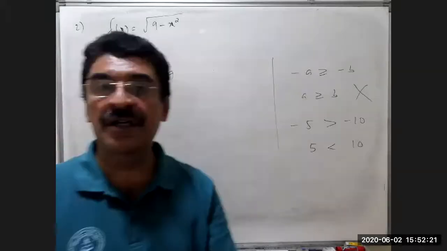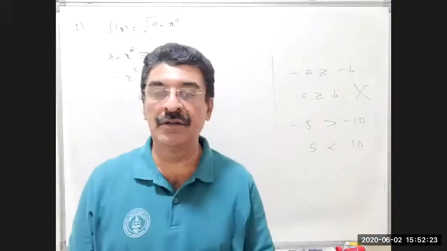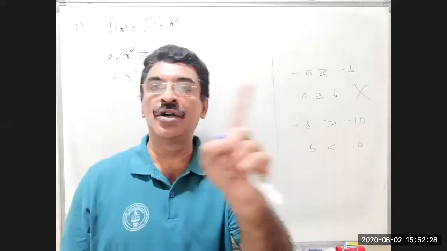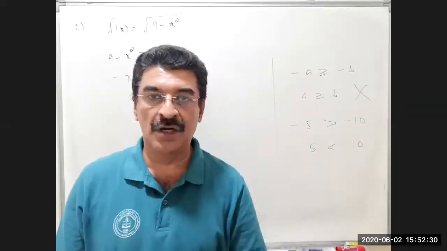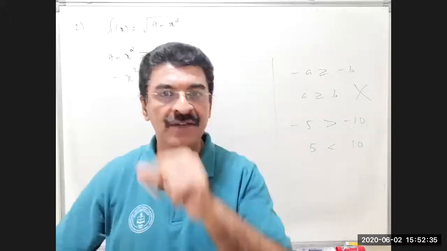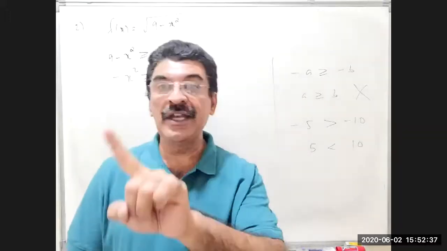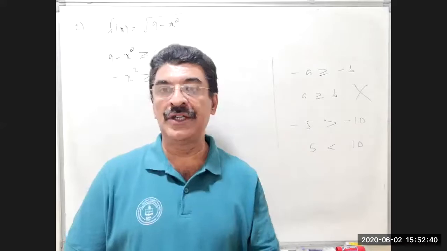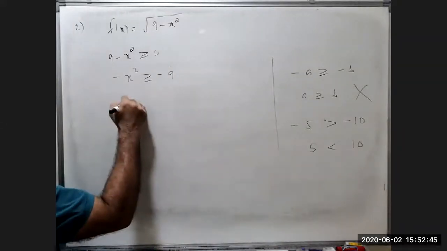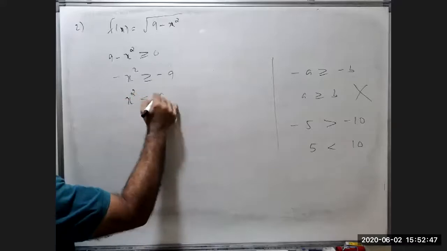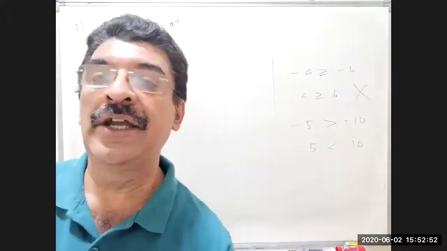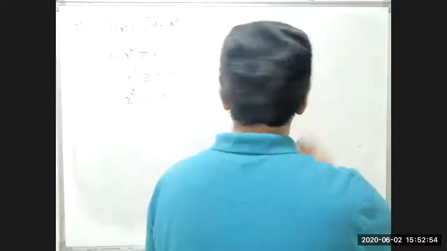In short, for inequality, remember it. In inequality, if we change the sign on both sides of the inequality, the inequality will reverse. If we change sign on both sides of the inequality, the inequality will reverse. So here, x squared is less than or equal to 9.